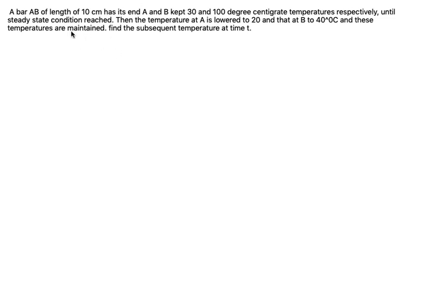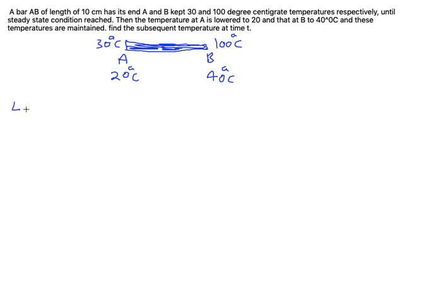So you can see, let's say this is the rod, and the temperature at this point A and B. Initially the temperatures are 30 and 100 degrees centigrade, and after reaching the steady state, the temperature will be 20 degrees centigrade and 40 degrees centigrade. So let us consider the heat equation.